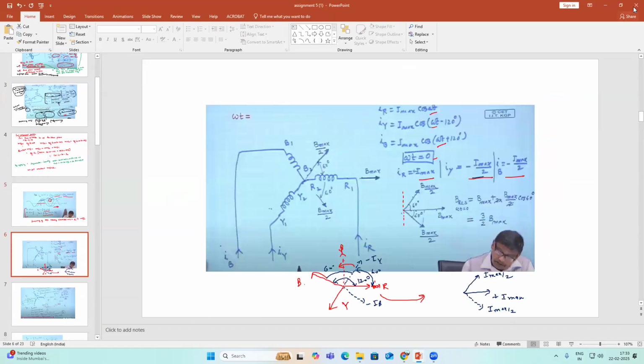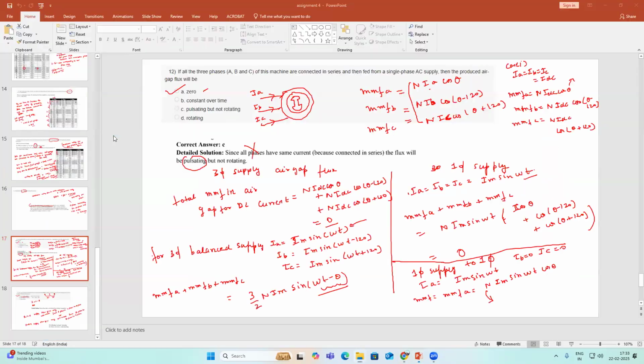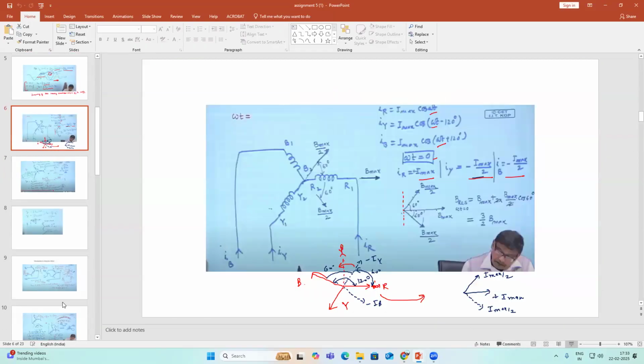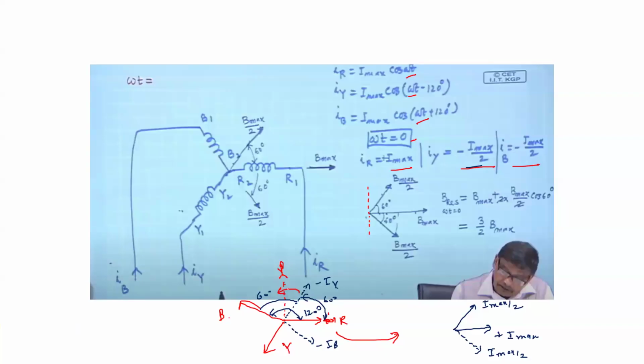So coming back here, what I'm trying to do is draw the corresponding phasor. This is R phase, Y phase, B phase originally, but because here IR is plus Imax, it is along IR, and IY is minus Imax by 2, so it is along minus IY, which is 60 degrees from R phase.